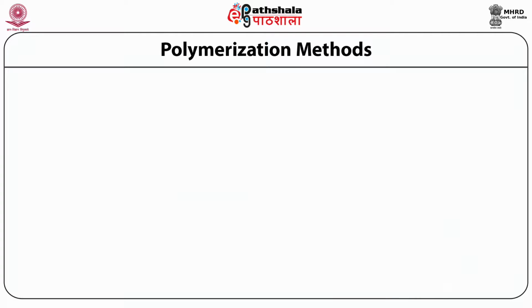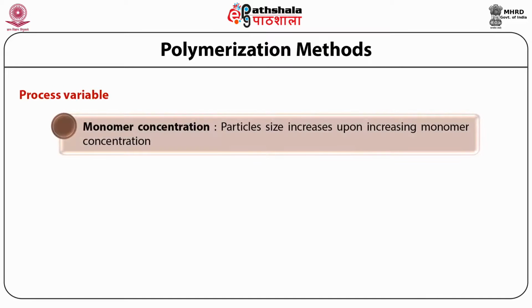Now let us see what the process variables are which affect the efficiency of the conventional emulsion polymerization technique. The first process variable is monomer concentration. It was observed by scientists that particle size increases upon increasing monomer concentration. So, optimization of the monomer concentration is very important in order to get nanoparticles of a desired size range.